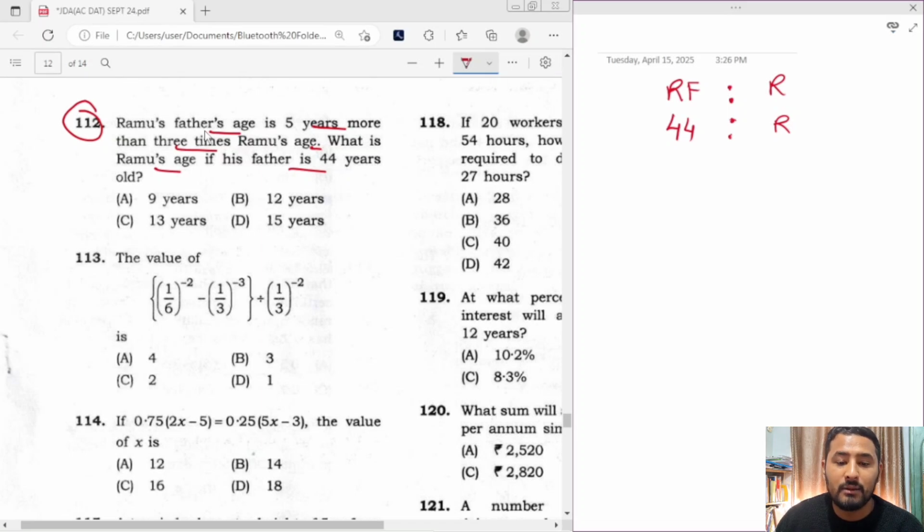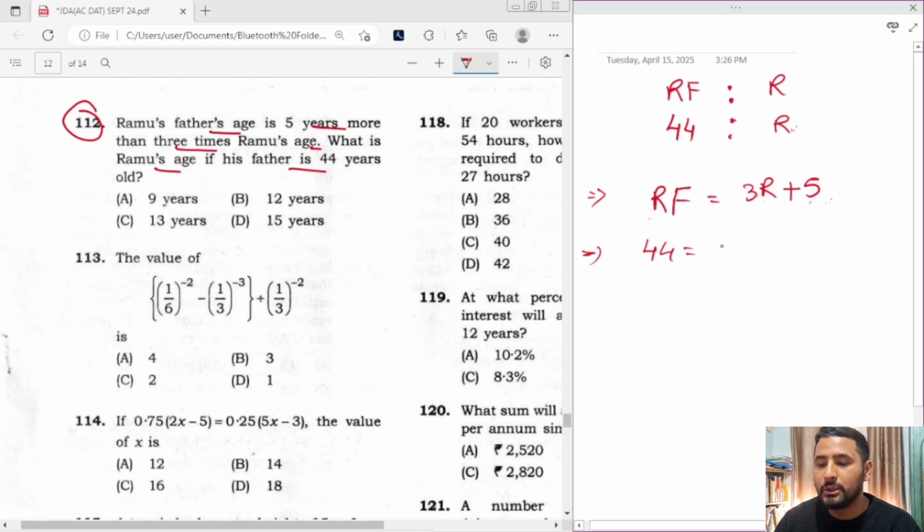Now let's see. Ramu's father's age is 5 years more than 3 times Ramu's age. So let us make one equation. Ramu's father's age is 3 times Ramu's age plus 5. Why? Because Ramu's age is R, right? 3 times R plus 5 more, 5 years more. Now we got the equation. So Ramu's father is how much? 44 equals 3R plus 5.